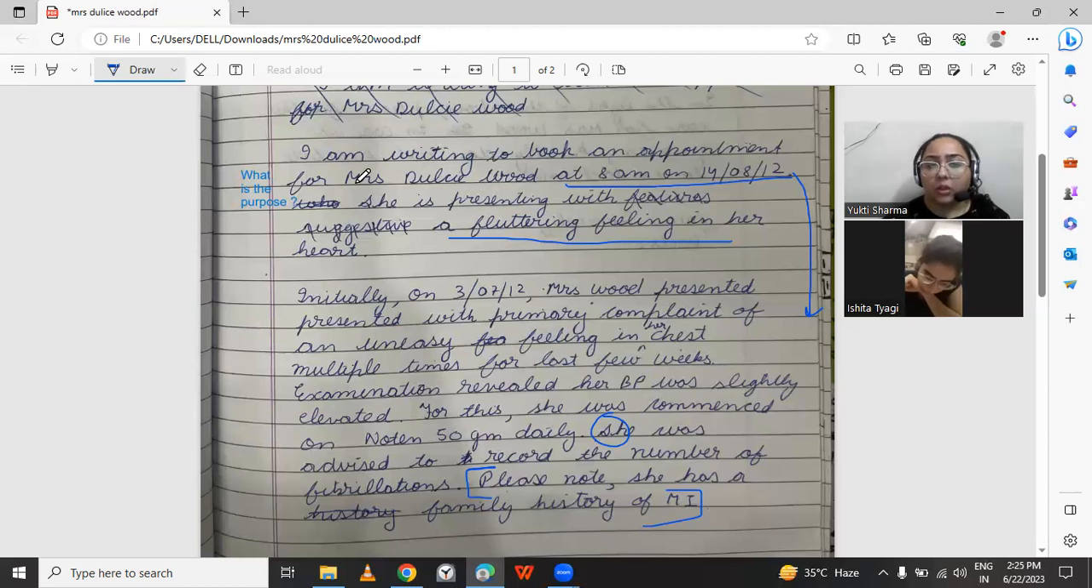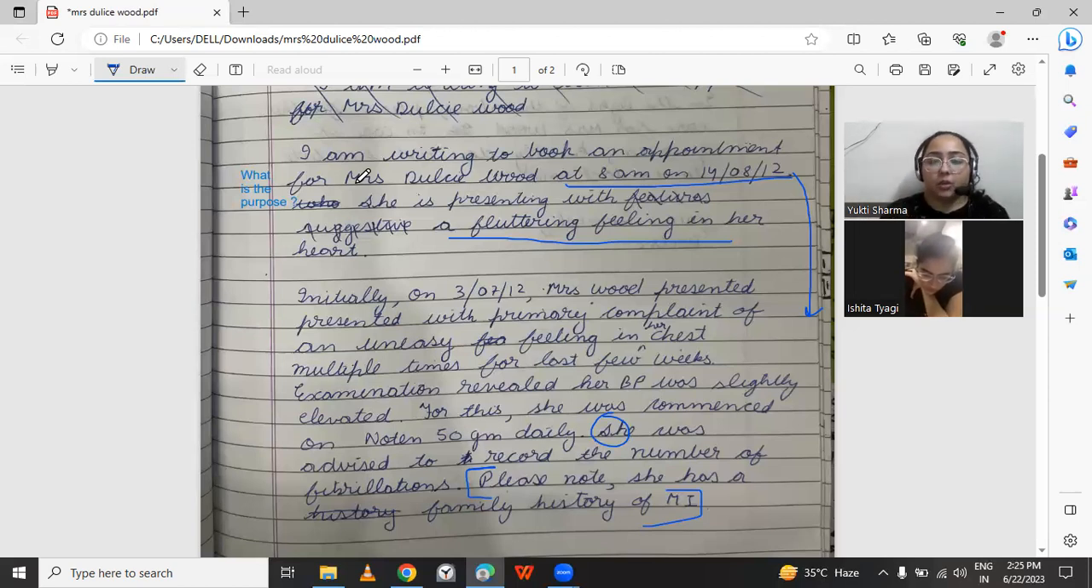Your intro paragraph basically will have three things: name of the patient, purpose of writing, and reason behind that. So the name of the patient is Dulcie Wood, the purpose of writing would be further evaluation, and the reason would be this fluttering feeling which she's presenting with. So three things have to be there in all cases. If the patient is hospitalized, in that case, we write the date of admission and discharge also in some cases in the intro, but that just depends on the case.